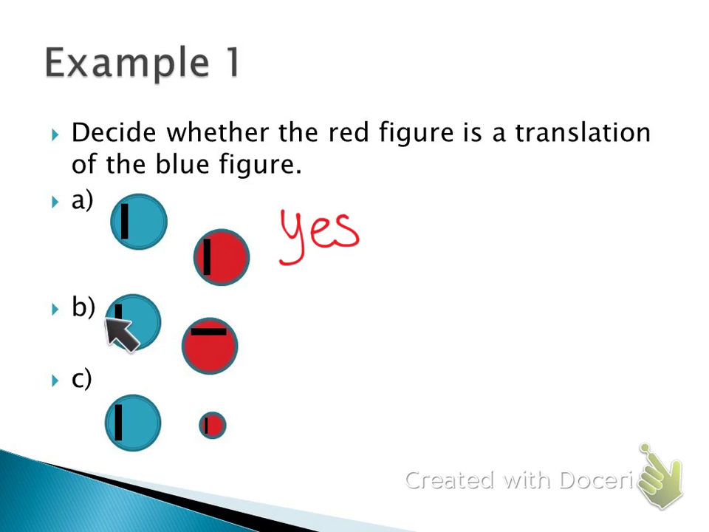On B, could we slide the blue one to make the red one? No, why not? It was turned, it was rotated. So no, it's not simply a translation. What about on C? Why not? It changed size. It's too small. So that means that it was a dilation. Is that a vocab word? Dilation will be a vocab word later this week. Questions on example 1?